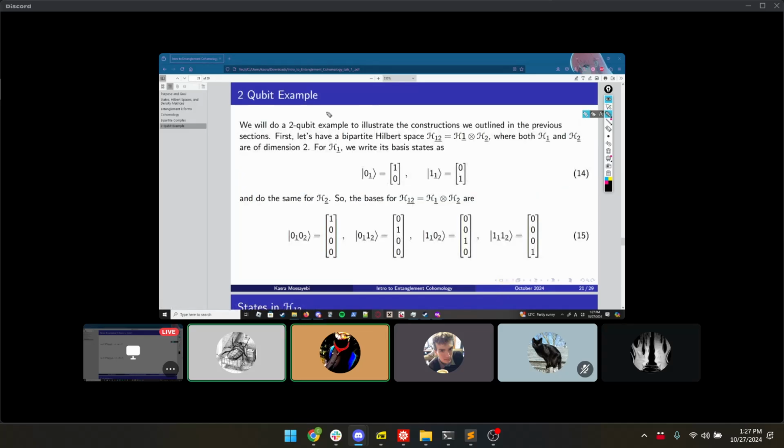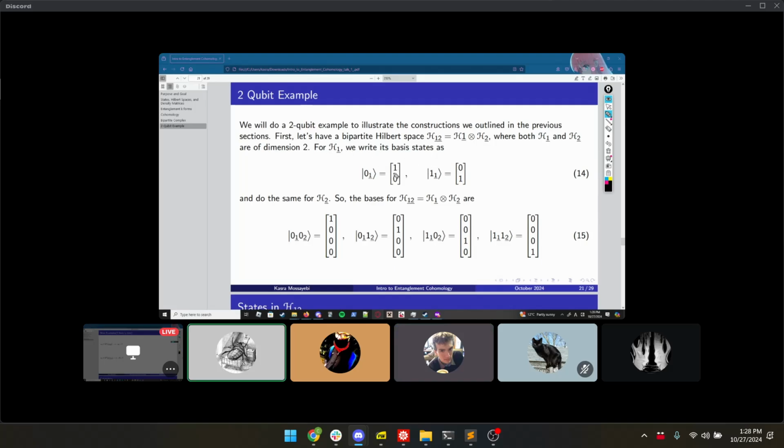So now with a 2-qubit example, which we're going to use to have a more concrete understanding of what's going on. We have a bipartite Hilbert space that we can decompose into H1, H2. But H1 and H2 are both dimension 2, and that's what makes them qubits, because a qubit is just, if I'm not wrong, a vector in 2-dimensional Hilbert space. So we have 2.